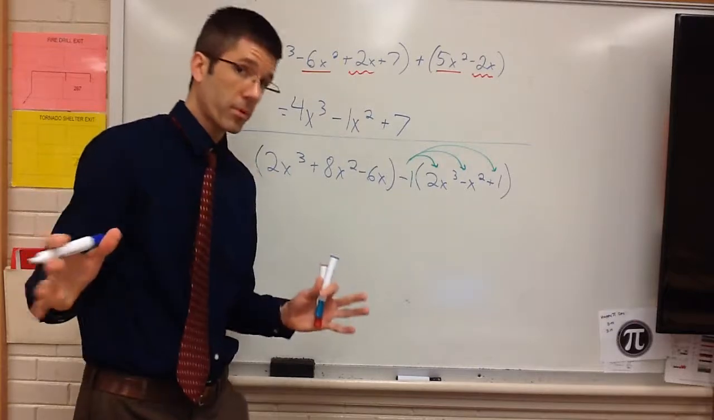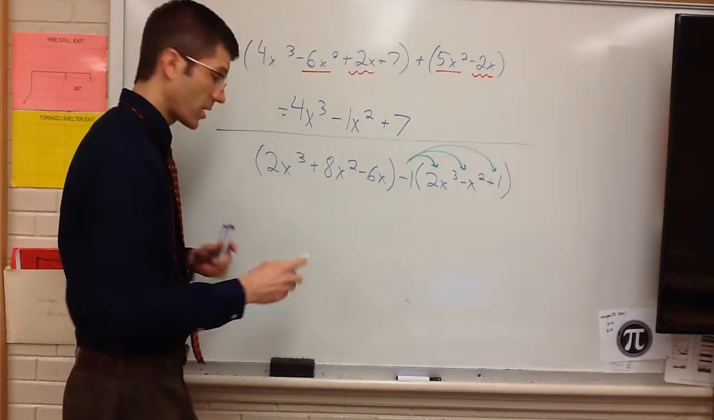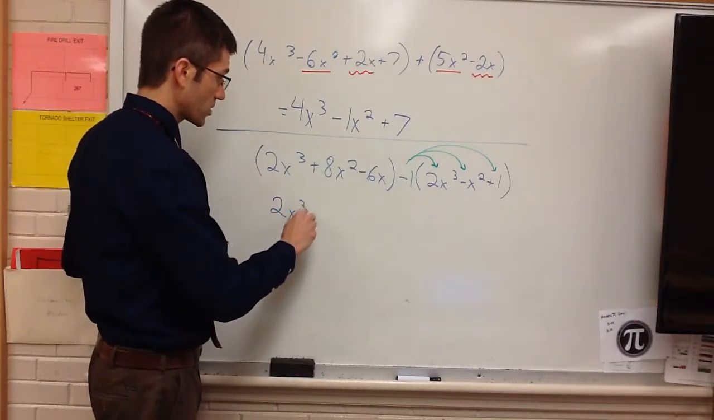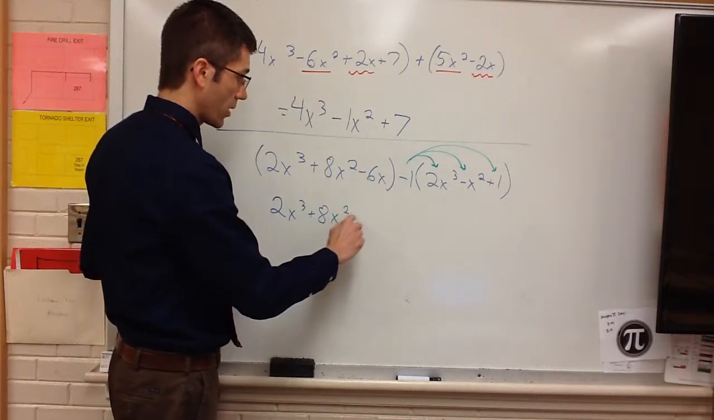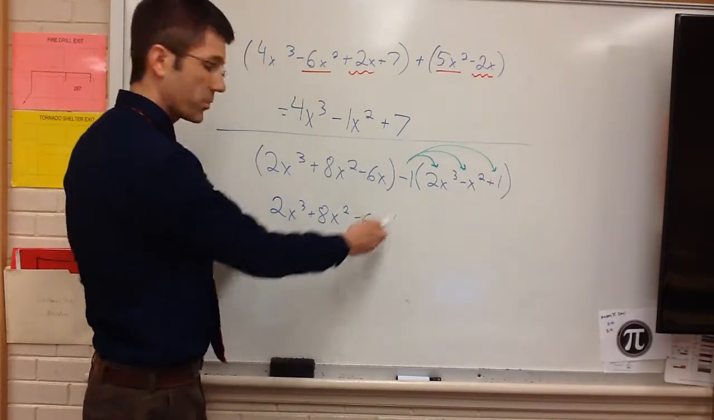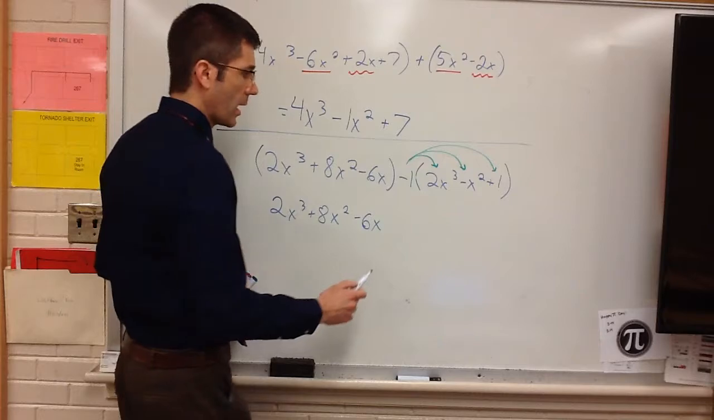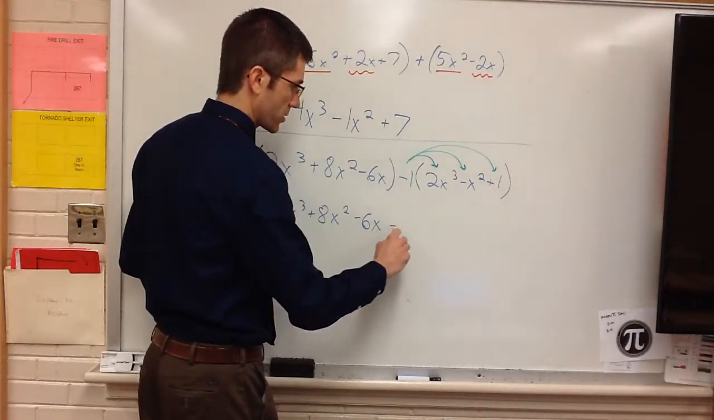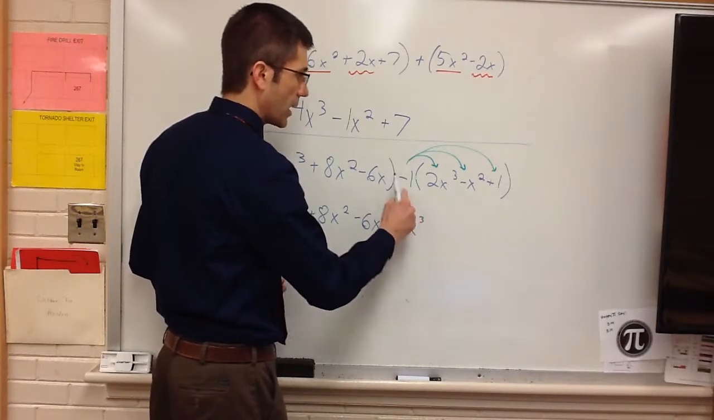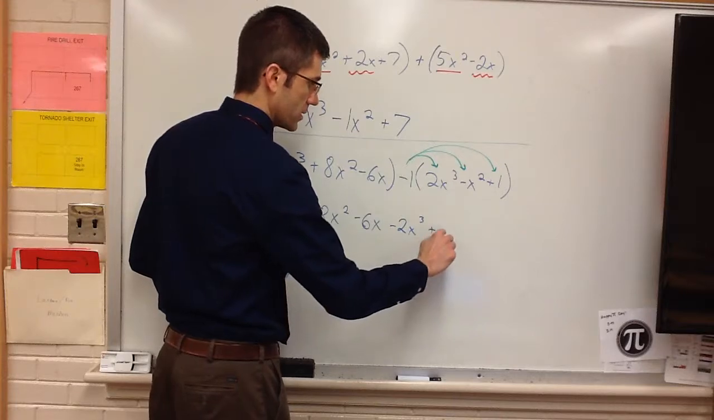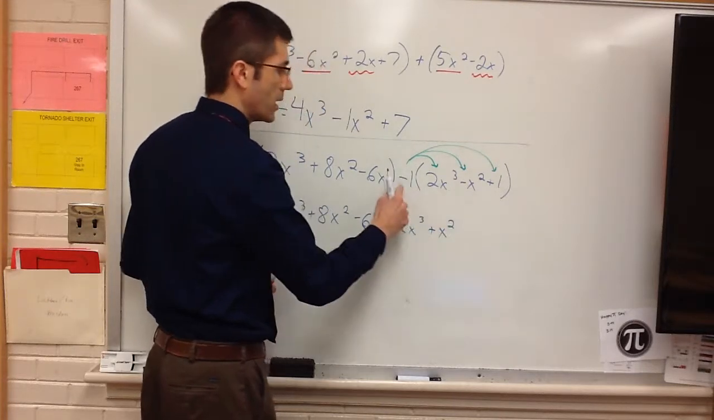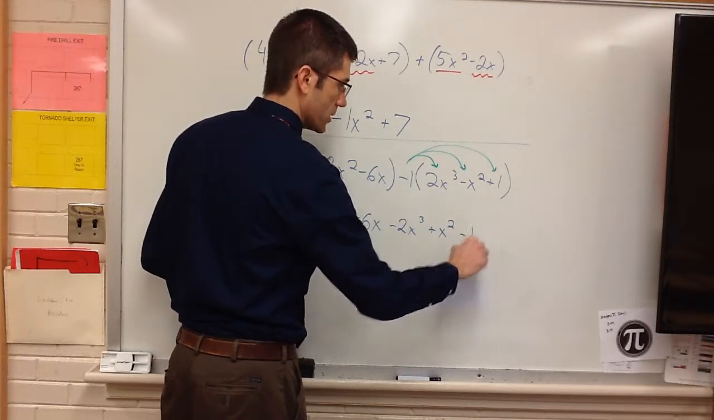So I'm going to drop parentheses at this point because it doesn't really hold any significance. 2x cubed, 8x squared minus 6x. I can put it in parentheses or not, doesn't matter. And negative 1 times 2x cubed, so negative 2x cubed. Negative 1 times negative x is positive x squared. Negative 1 times 1 is negative 1.